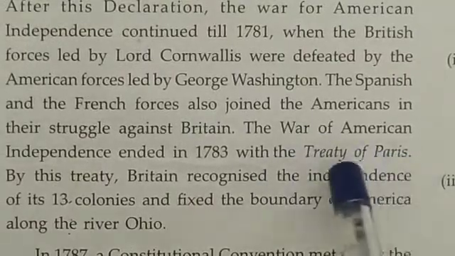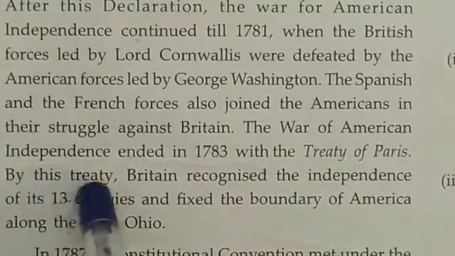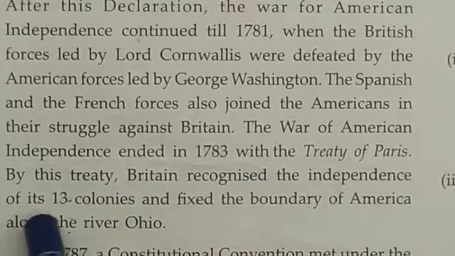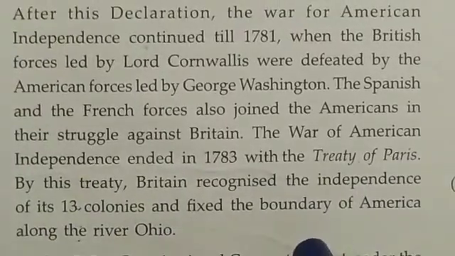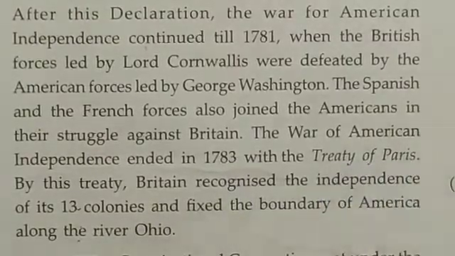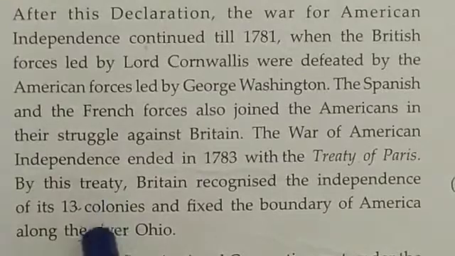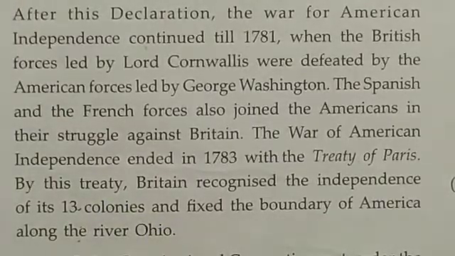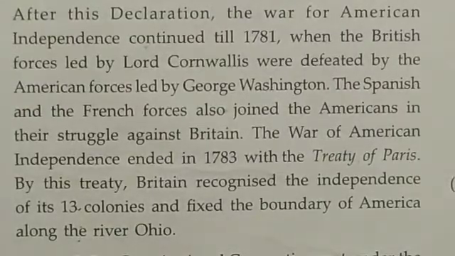The War of American Independence ended in 1783 with the Treaty of Paris. By this treaty, Britain recognized the independence of its 13 colonies and fixed the boundary of America along the River Ohio. It is known as the Treaty of Paris because it was signed in Paris. According to this treaty, the 13 colonies which were under Britain were recognized as independent. The River Ohio, a river in America, was made the boundary of America.